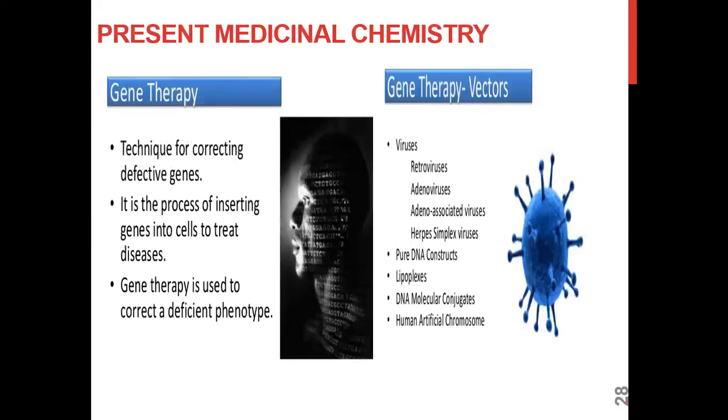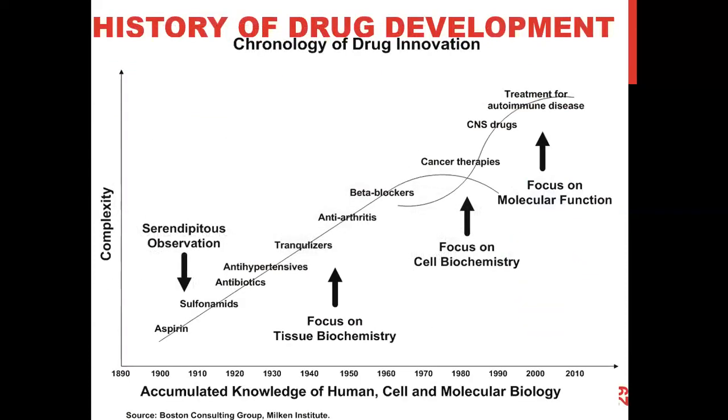Now, present medicinal chemistry, gene therapy, wherein techniques for correcting defective genes. It is the process of inserting genes into cells to treat diseases, and gene therapy is used to correct a deficient phenotype. Gene therapy vectors, wherein viruses are used, to name a few: adeno associated and herpes simplex virus, wherein pure DNA constructs were made by making molecular conjugates which were intercalated with the DNAs, and human artificial chromosomes.